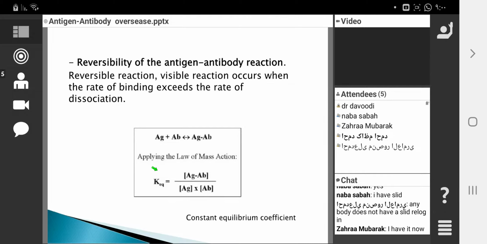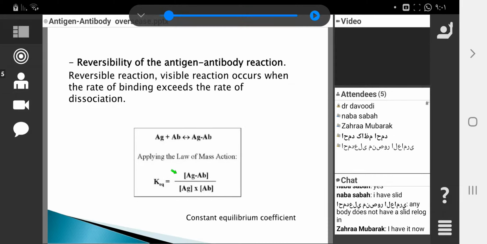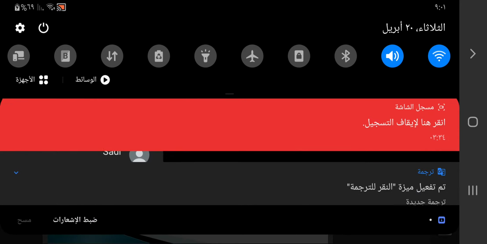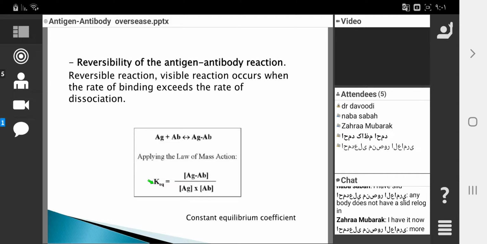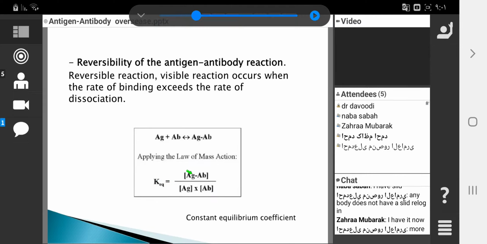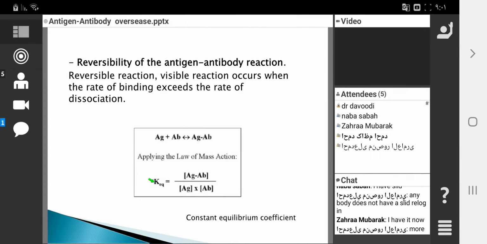Just answer with one word, please. The question is, if in the reaction there is more antigen-antibody complex, how about the equilibrium constant? Is it more or less? Yes, good, Mr. Ahmad Ali. With more antigen-antibody complex, we have a higher equilibrium constant between antigen and antibody.